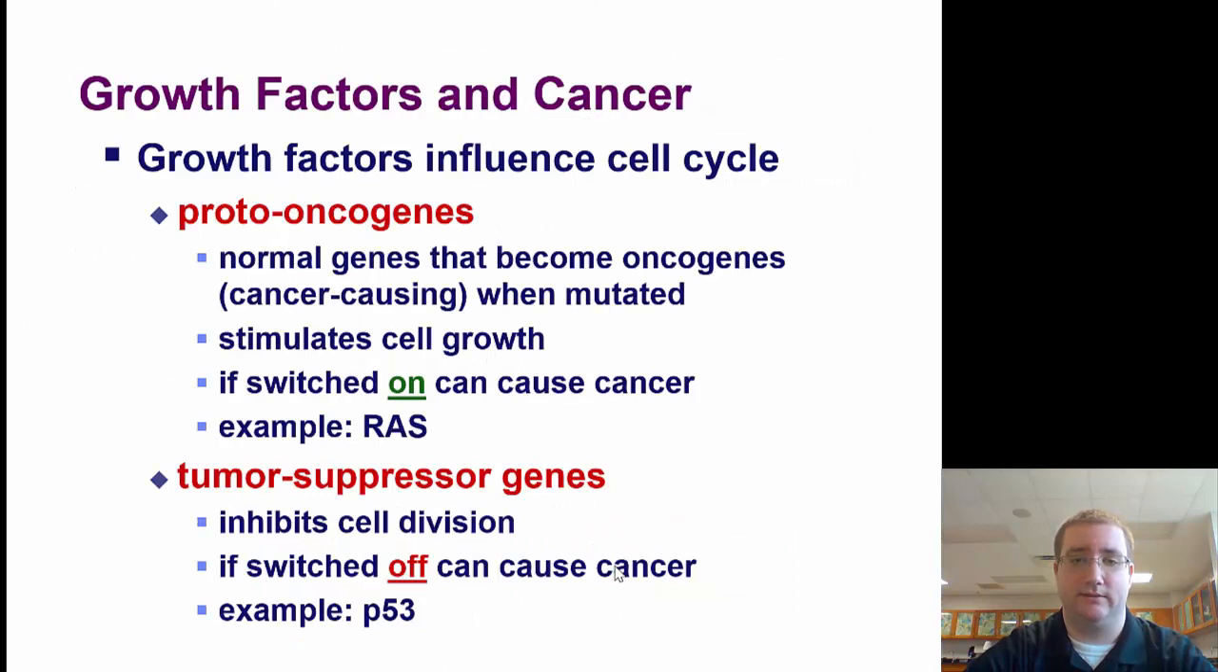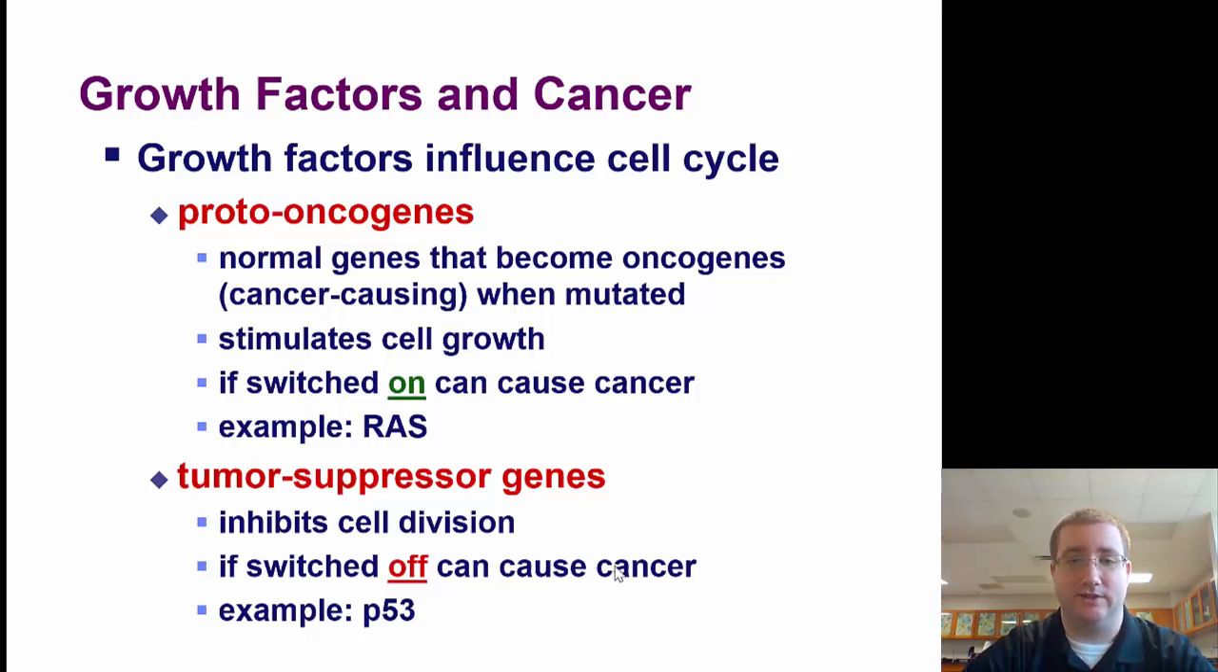There are two main growth factors that control the cell cycle internally. So we're talking about internal regulation at this point. The two types of genes I expect you to know are proto-oncogenes. These are normal genes that can become oncogenes. Onco means cancer, like oncologists, so they can become cancer-causing genes when they become mutated. These proto-oncogenes have a role in stimulating cell growth. When they're turned on, they can cause cancer. So too much of a good thing is a bad thing.